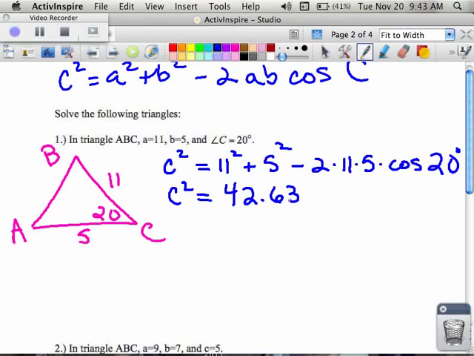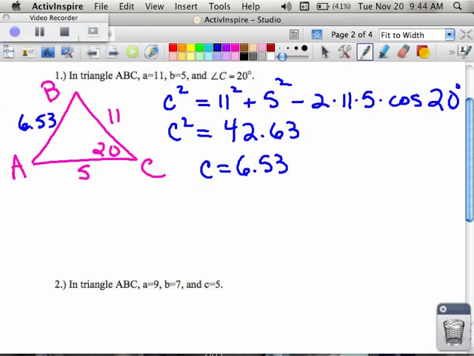Am I looking for c squared? No, I'm looking for c. So I have to take the square root of 42.63, and I get 6.53. That's side C, 6.53. Oh boy. With me so far? So I found, based on the formula they gave me angle C, so I used the C formula one.